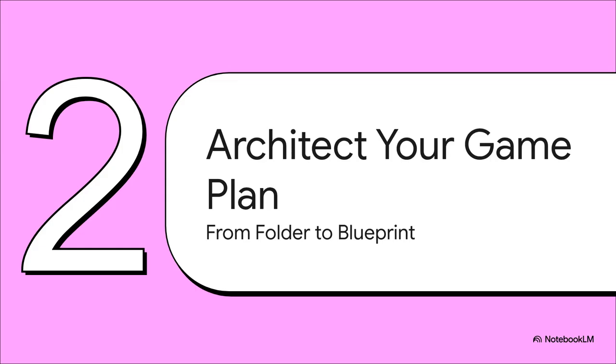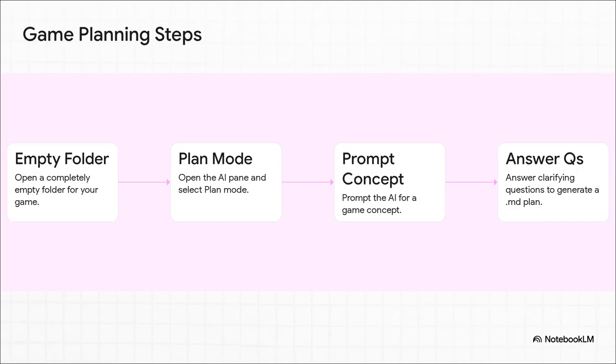Moving right along to step 2, architecting your game plan, from blank folder to blueprint. You wouldn't build a house without a blueprint, right? Same goes for a game. You literally start with nothing but an empty folder. You pop open that AI pane, select plan mode, and just throw your concept at it. Say, hey, I want to build a web-based Tetris game.